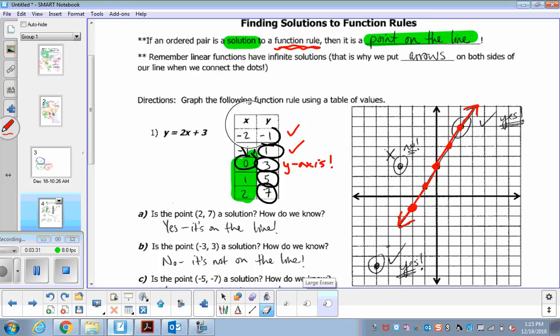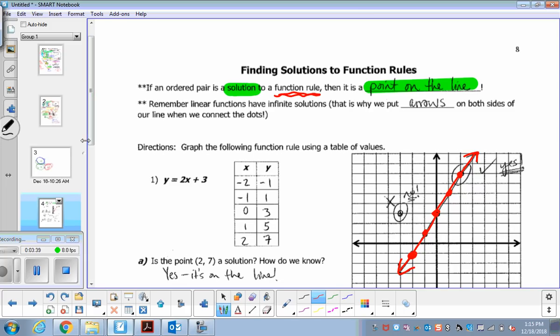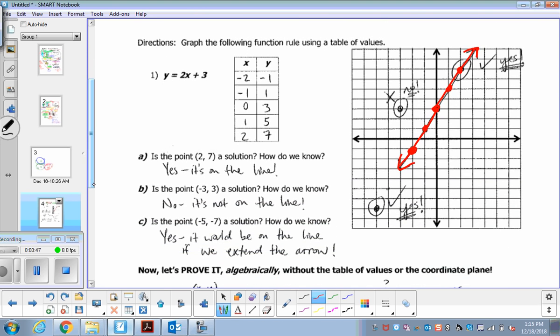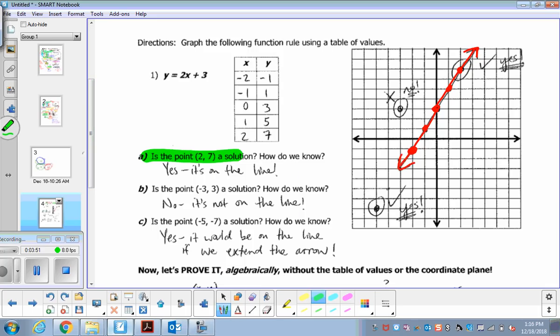So that takes care of the first part where we simply graph the line. Now again, the whole point of the notes today is we're trying to find solutions to these lines. So now I'm going to ask you guys a series of questions. The first one I want to know is, is the point 2, 7 a solution? Meaning, is that on the line? So first on the graph, if we go over 2, up 7, yes, we can see that it's on the line. And yes, we can find it right there in the table of values.